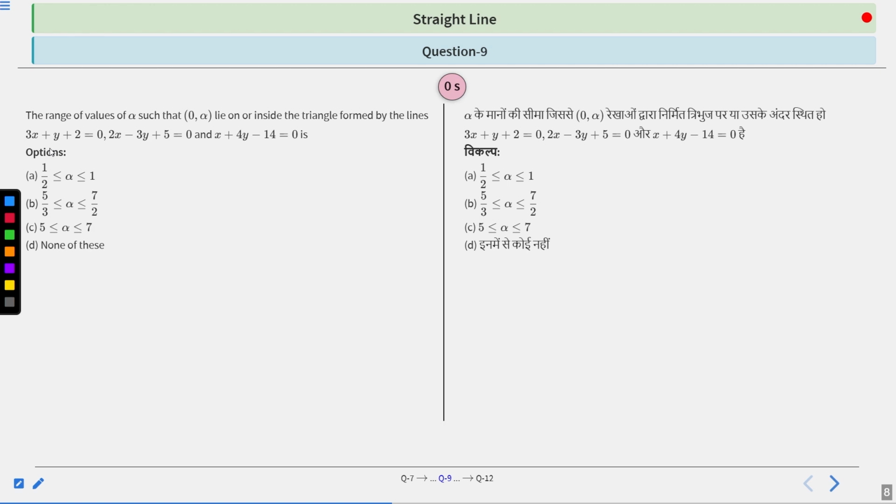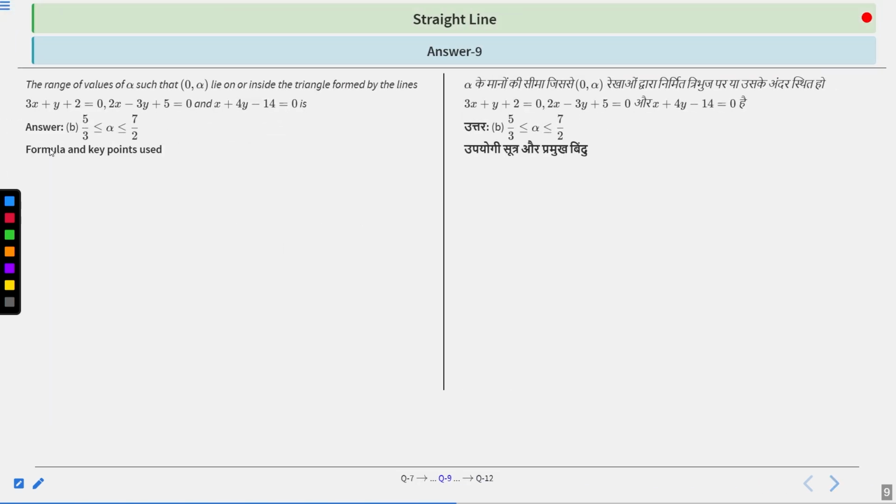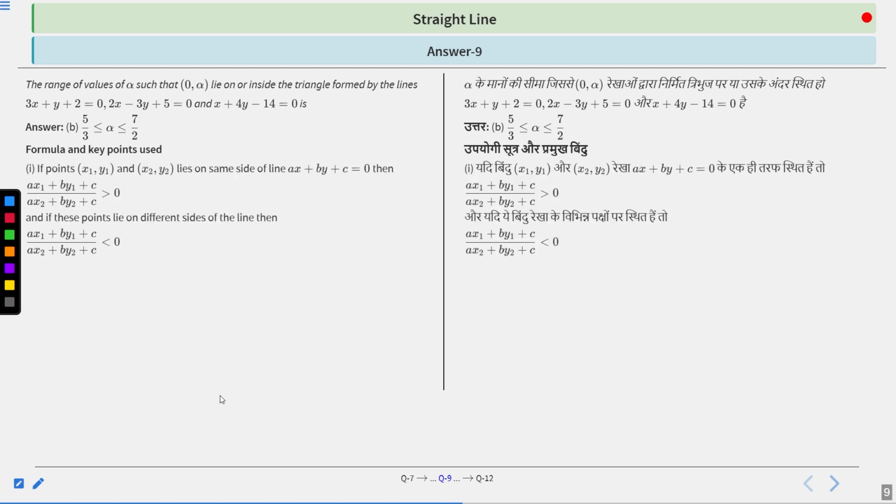Let's move to the solution part. See, the formula and key points we will use in this question: first, if points (x1, y1) and (x2, y2) lie on the same side of the line ax plus by plus c equal to 0, then (ax1 plus by1 plus c) upon (ax2 plus by2 plus c) is greater than 0. And if these points lie on different sides of the line, then (ax1 plus by1 plus c) upon (ax2 plus by2 plus c) is less than 0, right?